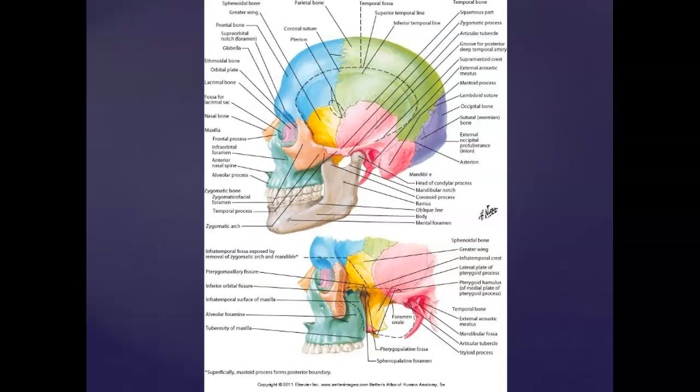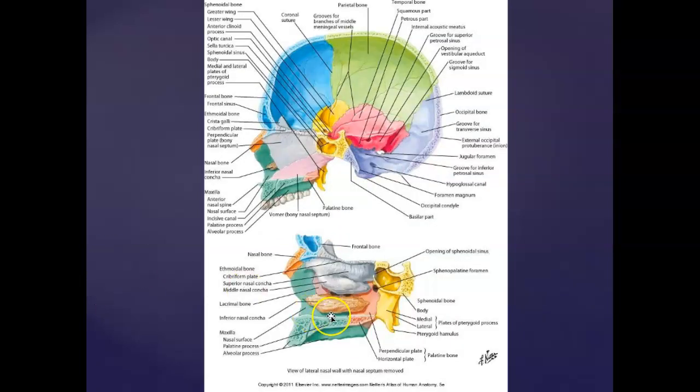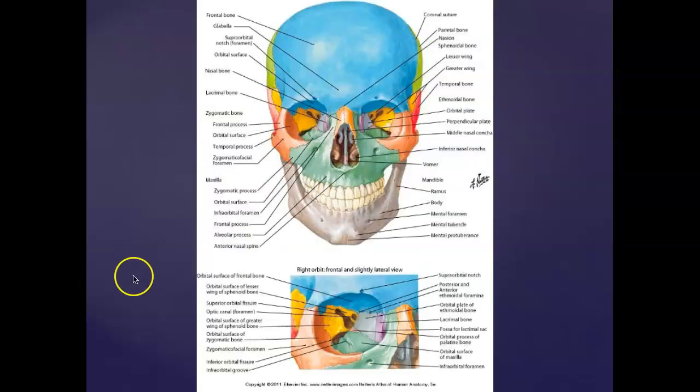If we go to this picture, remember we talked about the inferior nasal concha before, but we were talking about the ethmoid bone here, but the inferior nasal concha is a bone all by itself, inferior to the superior and the middle nasal concha of the ethmoid bones. You can see it also on the front of the skull right here, the inferior nasal concha on each side.